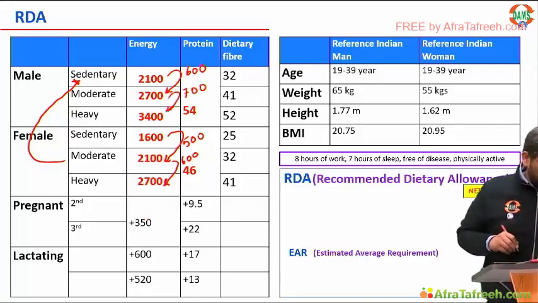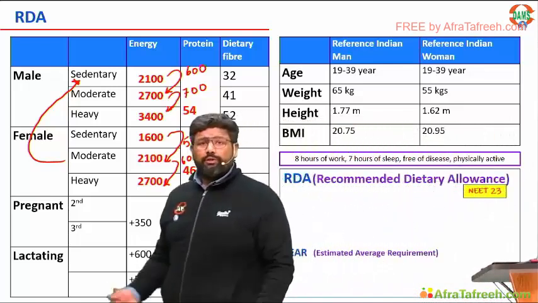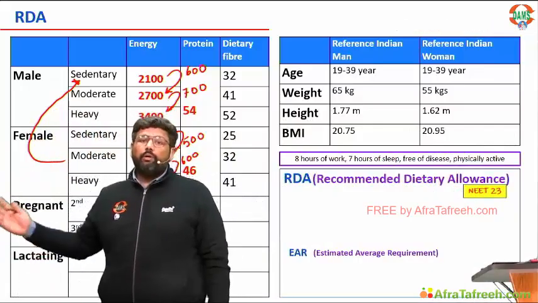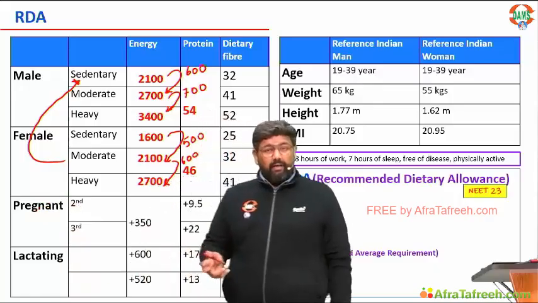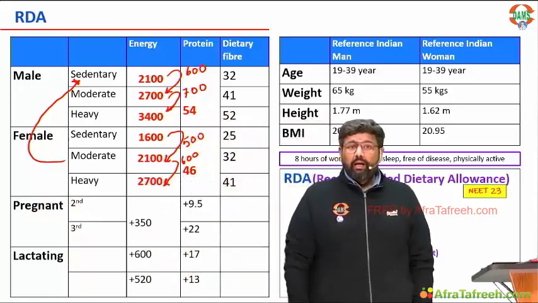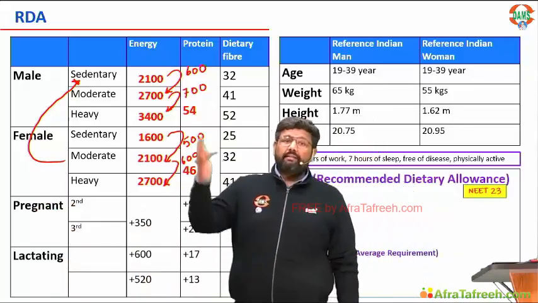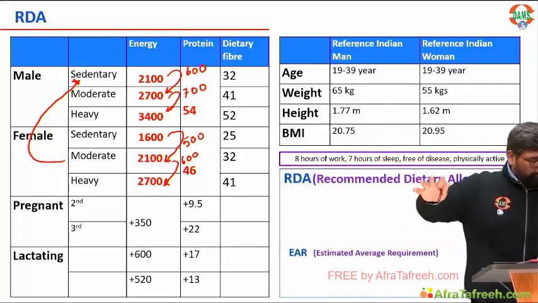Just one thing. Rule number 1, female first. Which female? Sedentary female. How much? 1600. Add 500, 2100. Add 600, 2700. Moderate female is equal to sedentary male. How much? 2100. Add 600, 2700. Add 700, 3400. Sorted?